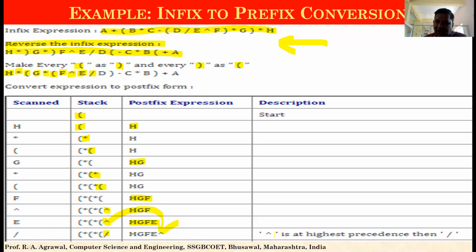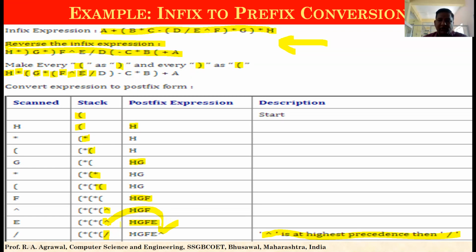Why are we doing this? Because exponential has higher precedence than division. So you have to pop out exponential from the top of the stack and add it to the postfix expression. Is there any more operator left? There is no operator left. So the incoming operator, division, can be added to the top of the stack. Be very careful in this step.